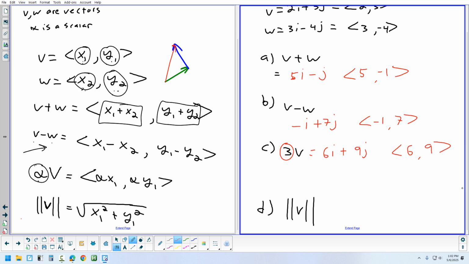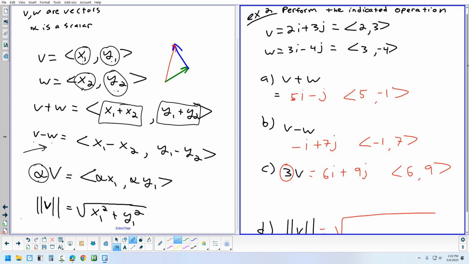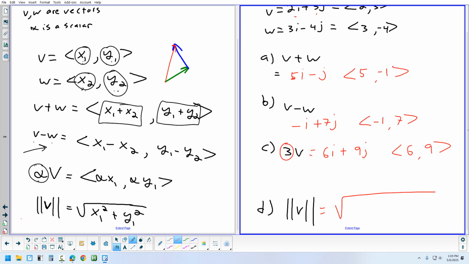And the last one, you don't need W again. We're going to find the magnitude. So we just need the square root of 2 squared plus 3 squared, looking at x and y. So 2 squared plus 3 squared is 4 plus 9, which is the square root of 13.